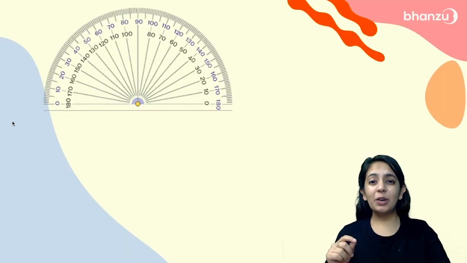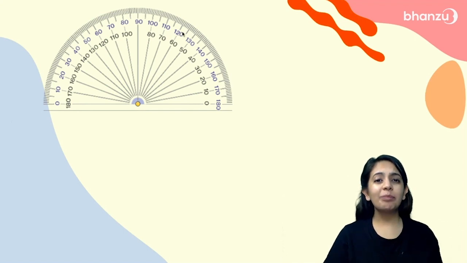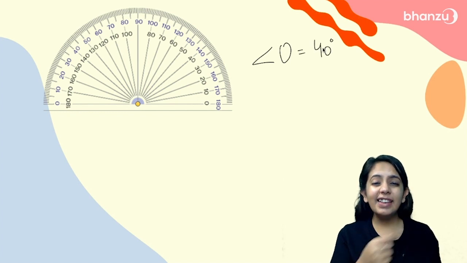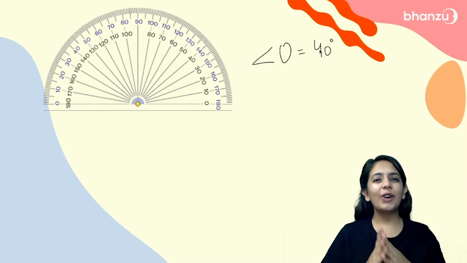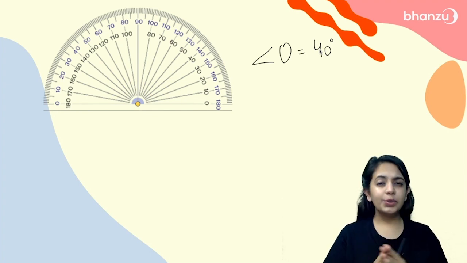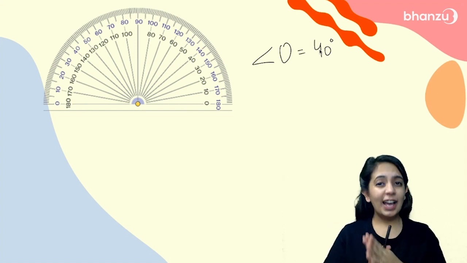I hope you remember what we have learnt in the last class. We have learnt about angles, how to represent the angle using the symbol of angle like angle O and the unit of angle, let's say 40 degrees. We have learned how to measure the angles using this tool called protractor. I asked you to figure out the angles in some real life objects. I hope you did it.